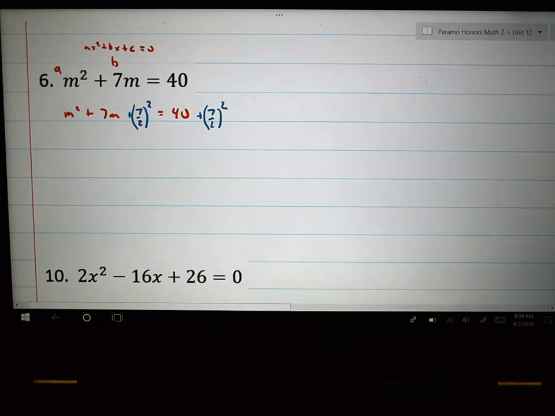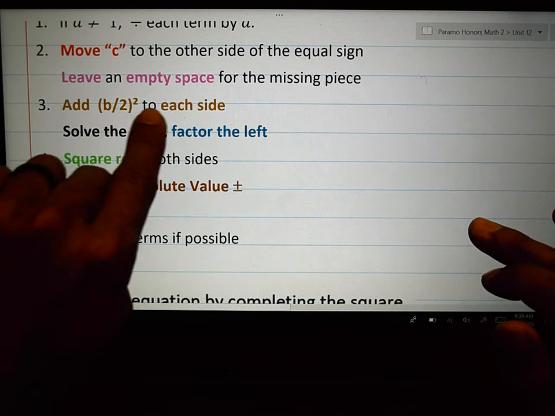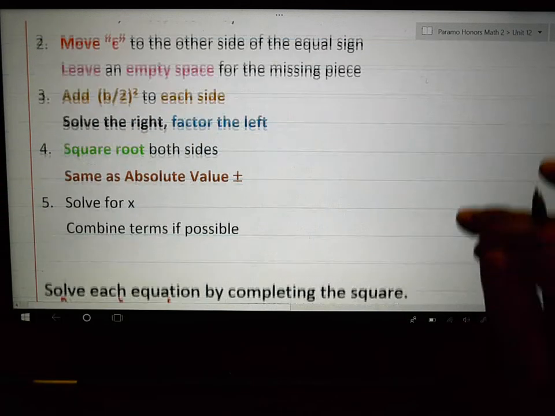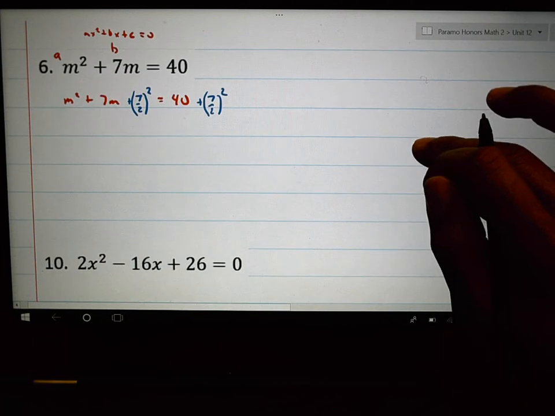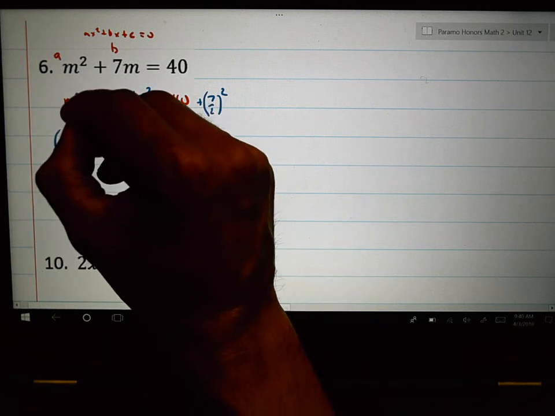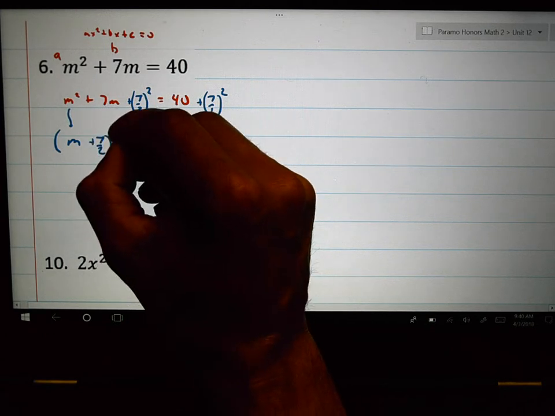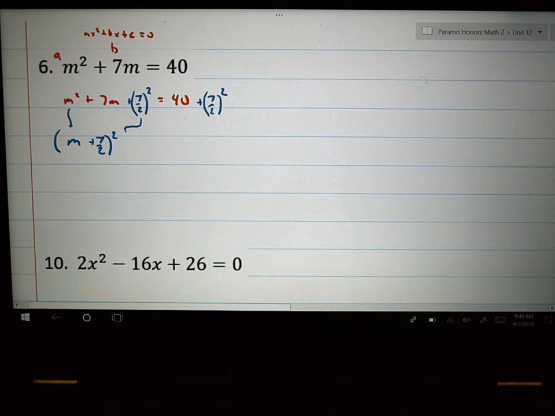Now, why do I have that second direction here under number 3? Add half of b squared to each side, solve the right, factor the left. The left side always factors nice and neat. It factors perfectly to an m plus whatever this is, squared. If you don't believe me, FOIL it out. It will every single time. And I know I'm saying, oh, trust me. You probably should FOIL it out at least 1 or 2 times before you start taking that for granted.